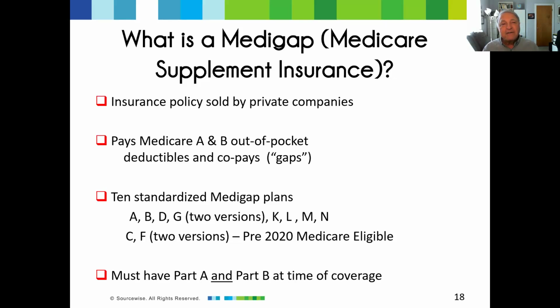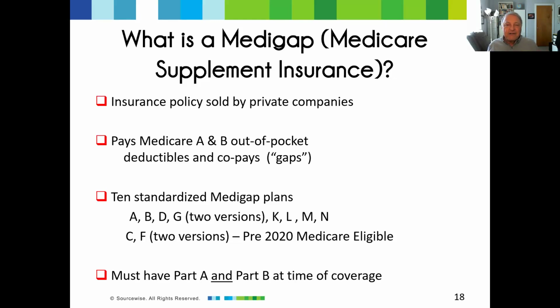And there are 10 standardized versions of these things, but they did something that confuses a lot of people. We talk about Medicare Part A, Part B, Part C, Part D. They gave these plans the same letter names, plan letter designations. There are Plan A, Plan B, Plan C, Plan D, etc.